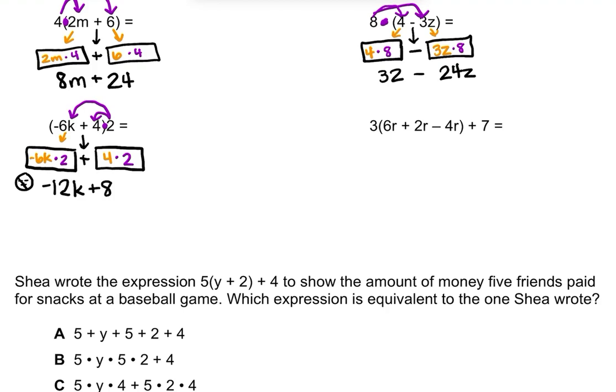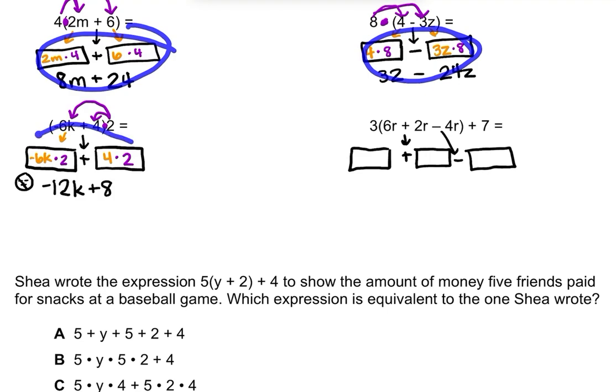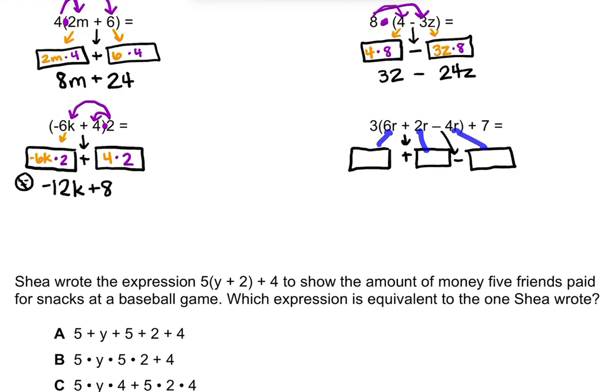So first thing we need to realize is there are 3 pieces. Okay, so that means we're going to have 3 boxes. And I also have this plus 7 back here. So let's go ahead and set up our problem. On this one, I have a plus sign. And I have a minus sign. And I need 3 boxes because I have 3 things inside the parentheses. So again, these only had 2 boxes because there was only 2 things in the parentheses. This one has 1, 2, 3, so I need 3 boxes.